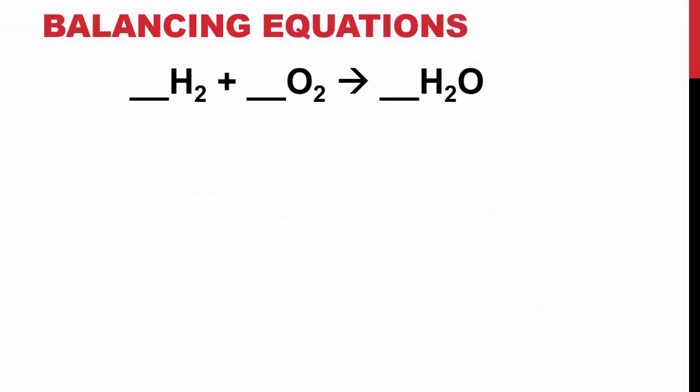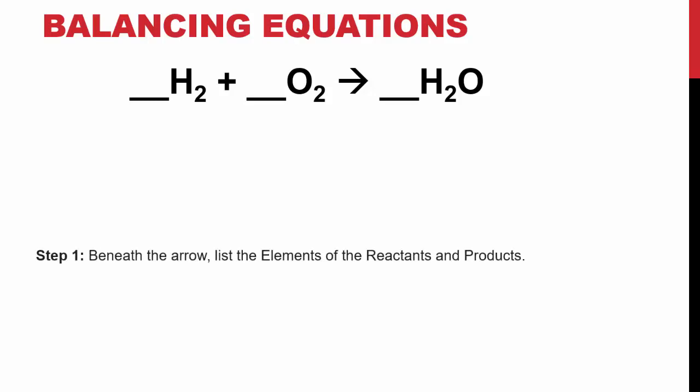So the blank spots that we now have in our skeleton formula represent the areas where we're going to put our coefficients, which are going to be the numbers 2, 3, 4, etc., until we can balance both sides of the reaction. Step 1. Beneath the arrow, list the elements of the reactants and products. And what I always do is I just read it from left to right. So for the reactants, left to right, I list them below, H and O.